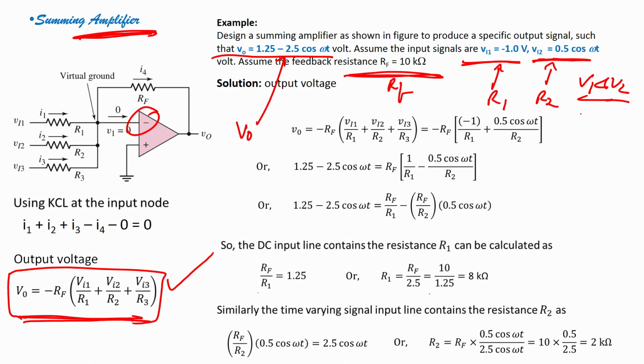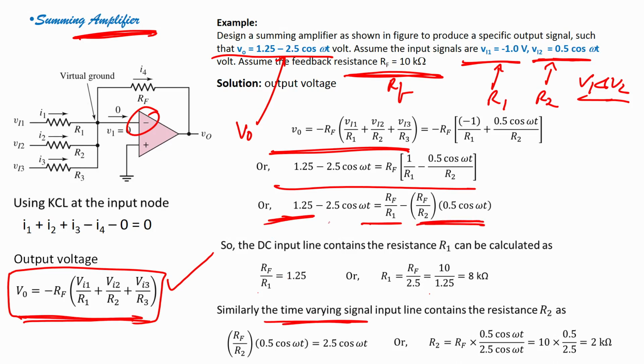So, life becomes very easy, because we just have to substitute the values and solve. This is the DC input line, which contains the resistance R1, and then we see the time varying signal, which is related with this particular signal. So, then we can find the value of R2. Thus, R1 and R2 are very easy to find.